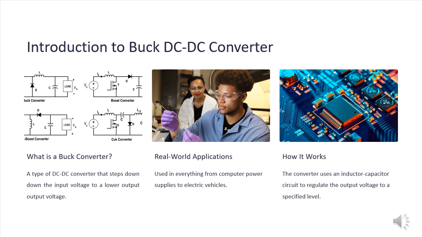And the final point of this page is about how it works. The converter uses an inductor and capacitor to regulate the output voltage to a specific level, specifically to a lower voltage. For example, we reduce the voltage from 110 to 5 volts or 10 volts or 12 volts for chargers or something like that.